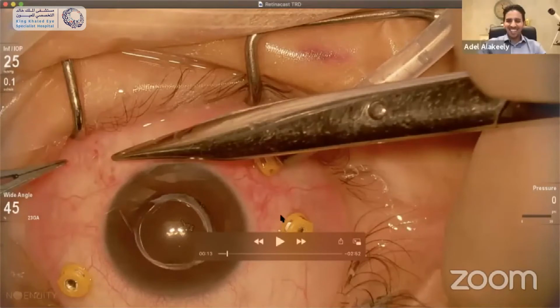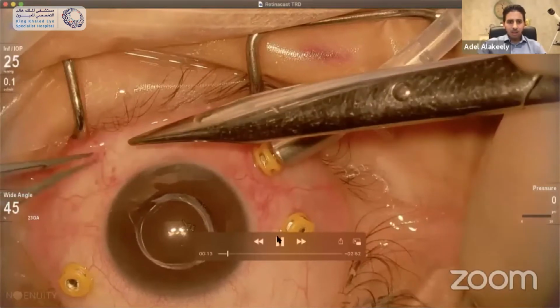Yes, exactly. So back to the poll, most of our attendees give their injections 3 to 5 days before the surgery. Okay, moving on with the case.